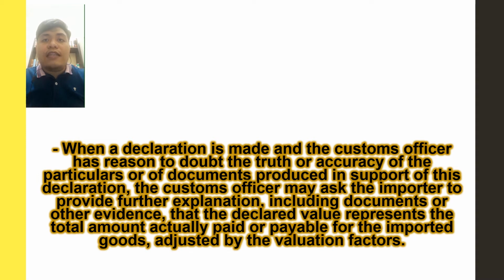Before making a final decision, the customs officer shall communicate to the importer in writing, if requested, the grounds for doubting the truth or accuracy of the particulars or documents produced, and the importer shall be given a reasonable opportunity to respond. When a final decision is made, the customs officer shall communicate to the importer the decision and the grounds therefor in writing.